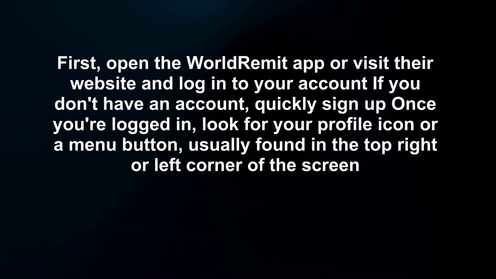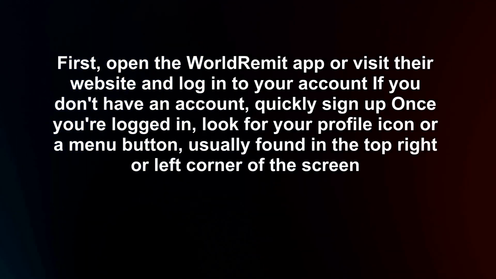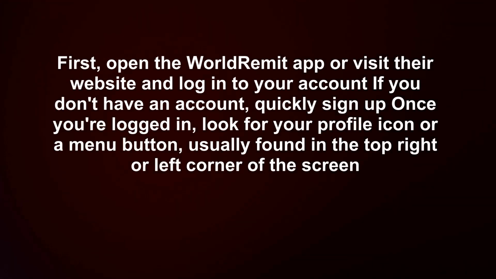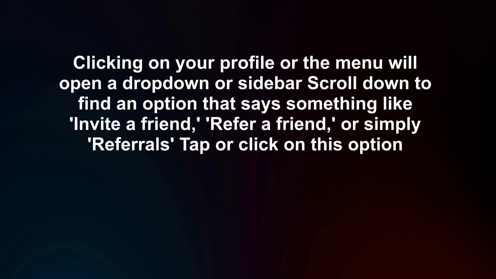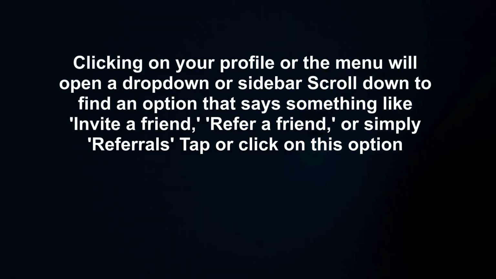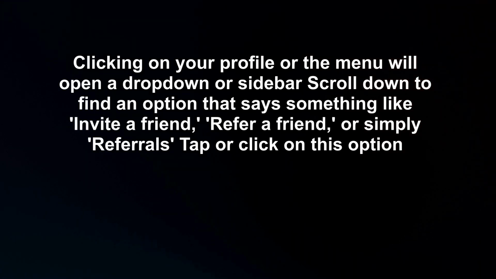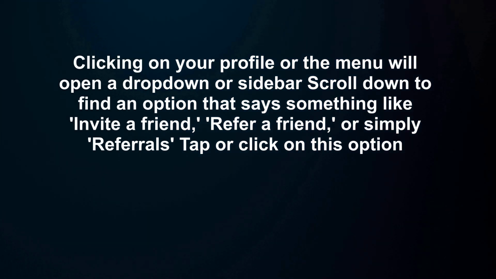Once you're logged in, look for your profile icon or a menu button, usually found in the top right or left corner of the screen. Clicking on your profile or the menu will open a drop-down or sidebar. Scroll down to find an option that says something like Invite a friend, Refer a friend, or simply Referrals. Tap or click on this option.